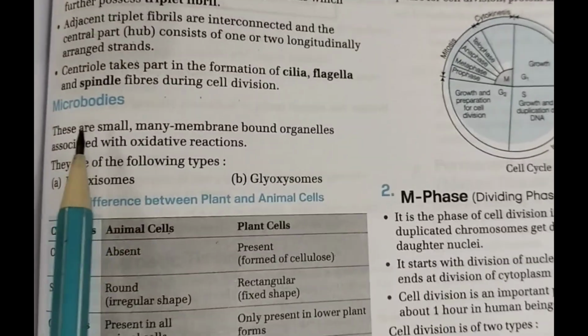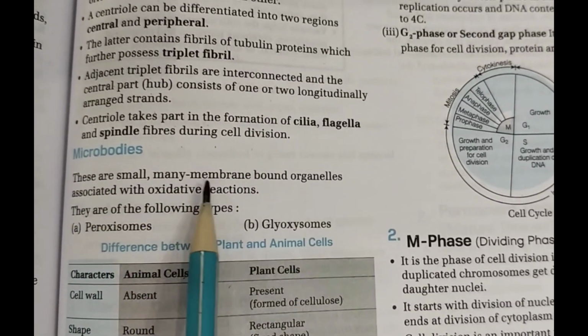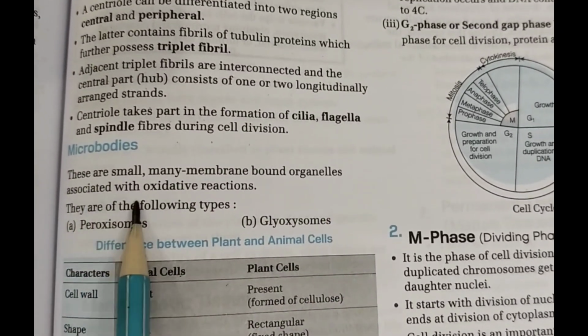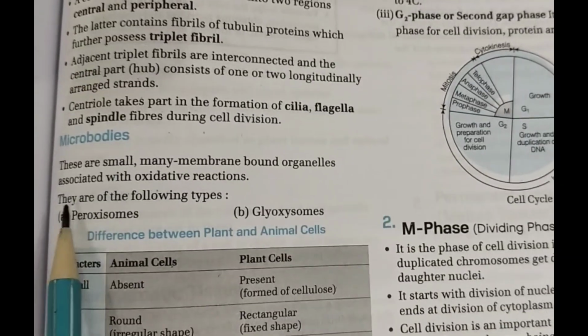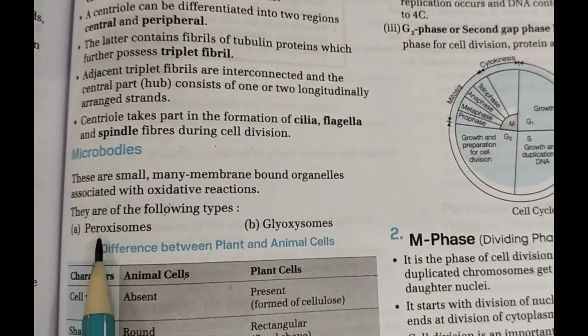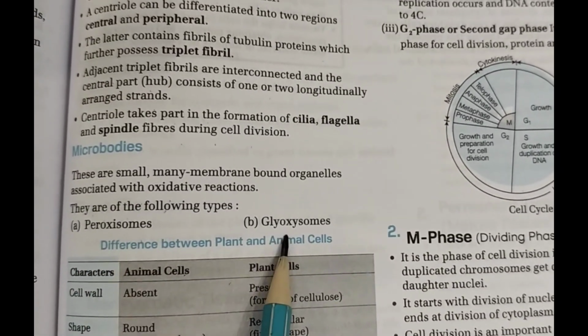Next one is the microbodies. These are small, single membrane-bound organelles associated with oxidative reactions. They are of the following types: peroxisomes and glyoxysomes.